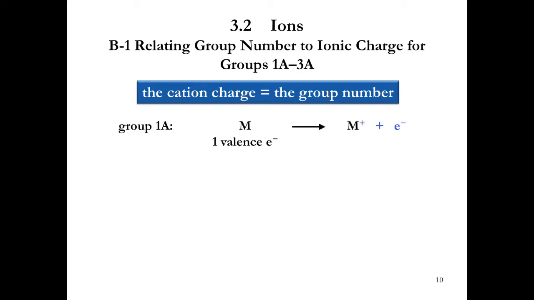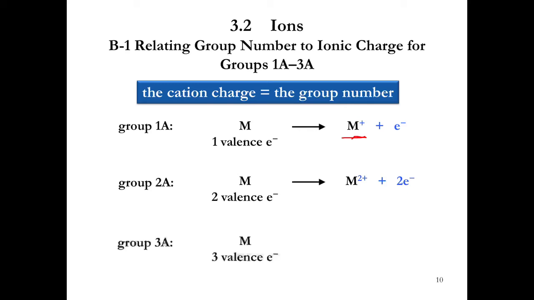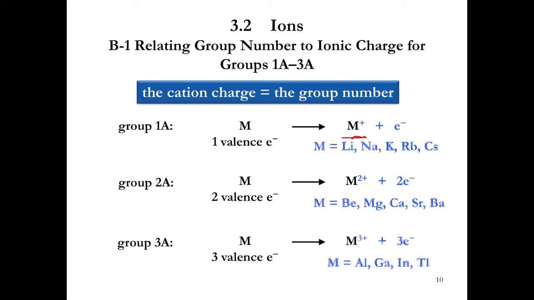So a metal in group 1 is going to have 1 valence electron, which means that when it forms an ion, it's going to lose 1 electron and have a +1 charge. That's why we're saying metal plus. A group 2 metal has 2 valence electrons. When it loses those, it's going to have a +2 charge. A group 3 metal has 3 valence electrons. When it loses those, it has a +3 charge.